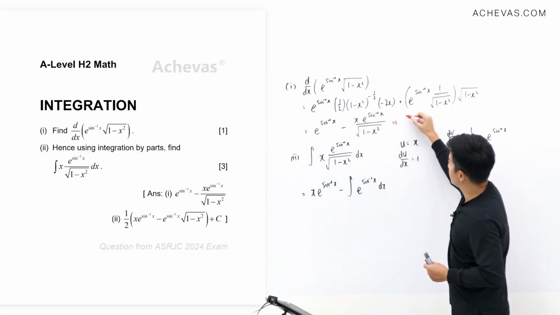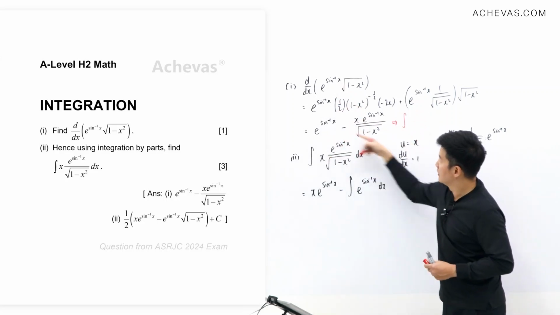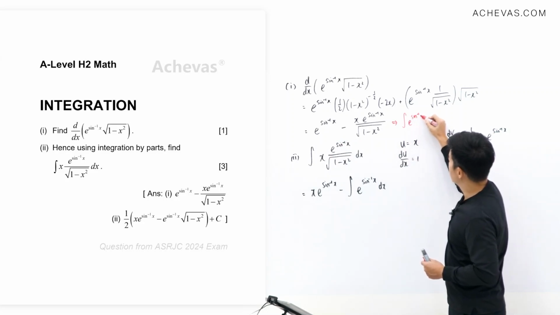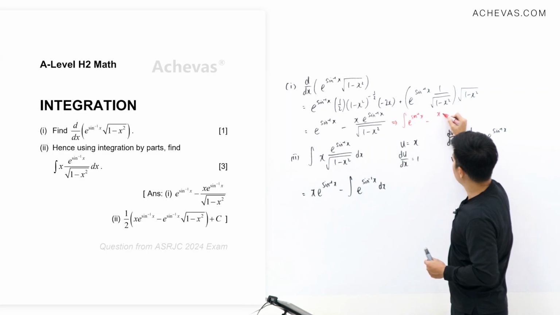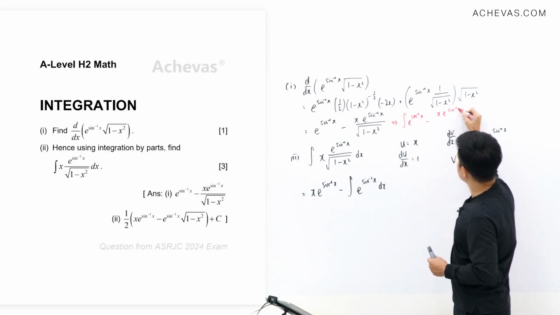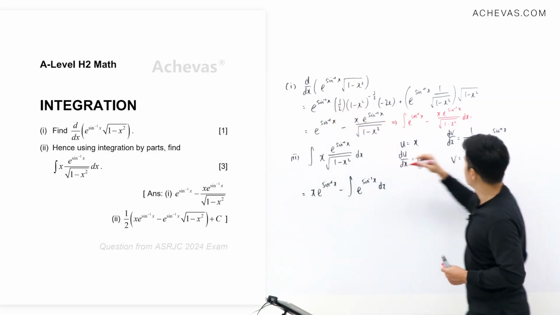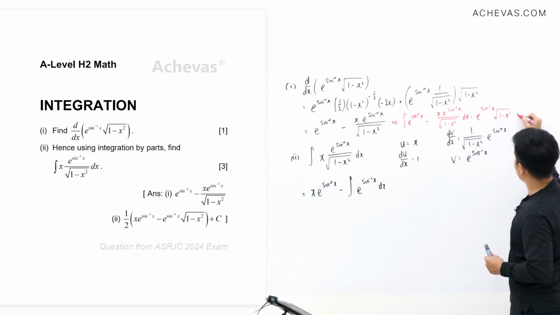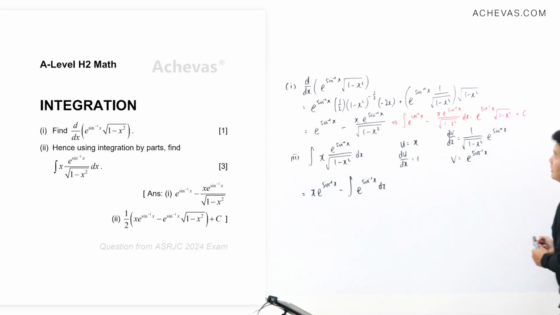What I'm trying to say is that if I were to be integrating this, which is going to be e to the power of sine inverse x minus x e to the power of sine inverse x over square root of 1 minus x squared, this should be giving me e to the power of sine inverse x square root of 1 minus x squared plus c.